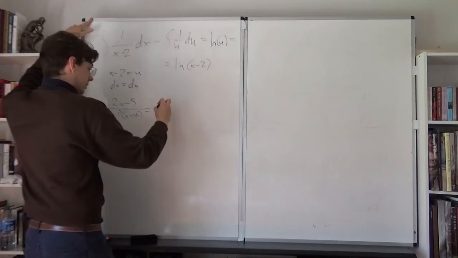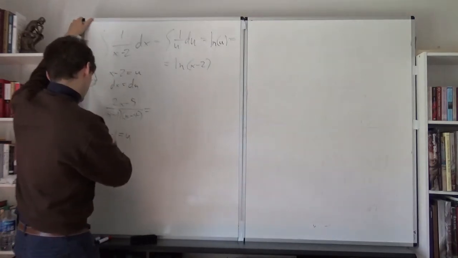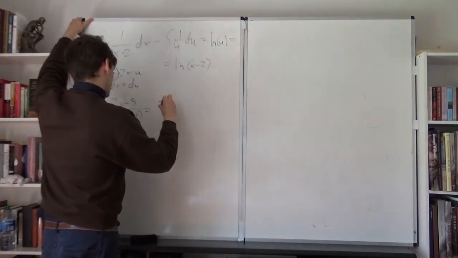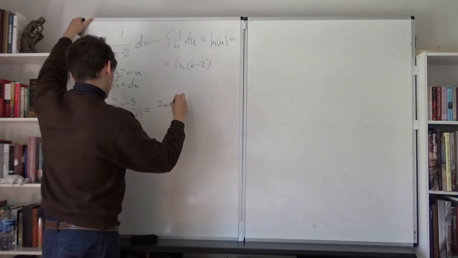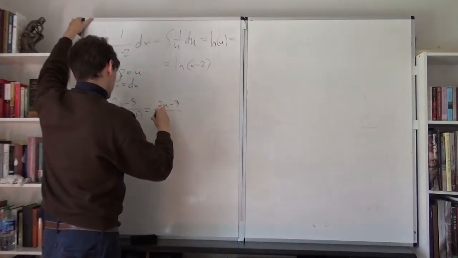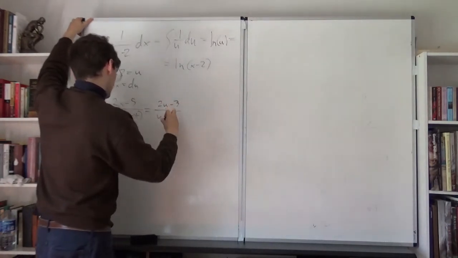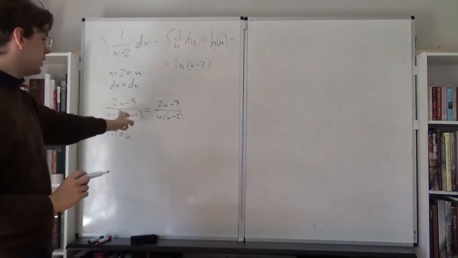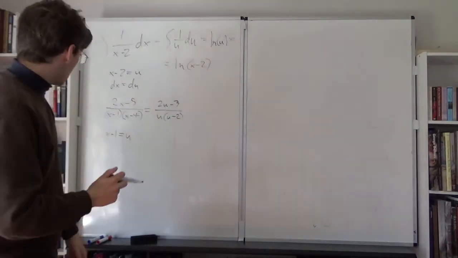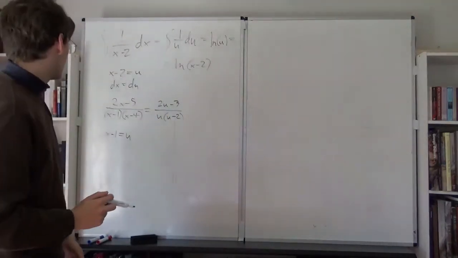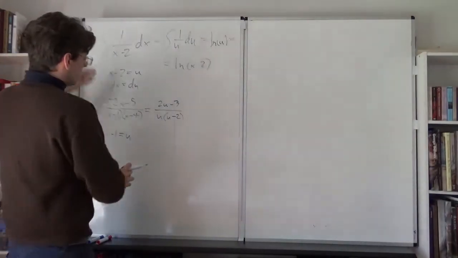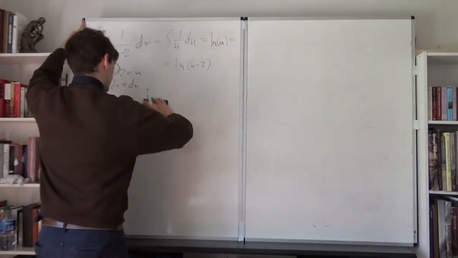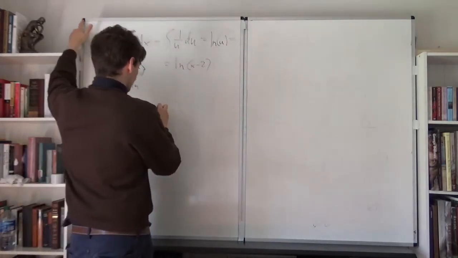This would turn into, let's see, 2u minus 3 over u times (u minus 2). So that doesn't help at all. That's just as difficult, at least as far as I can see. So we need some other way of approaching this problem. How can we approach it? Well, one thing that'd be great is, how about I take a look at what this thing is like? Let's see what this thing looks like.